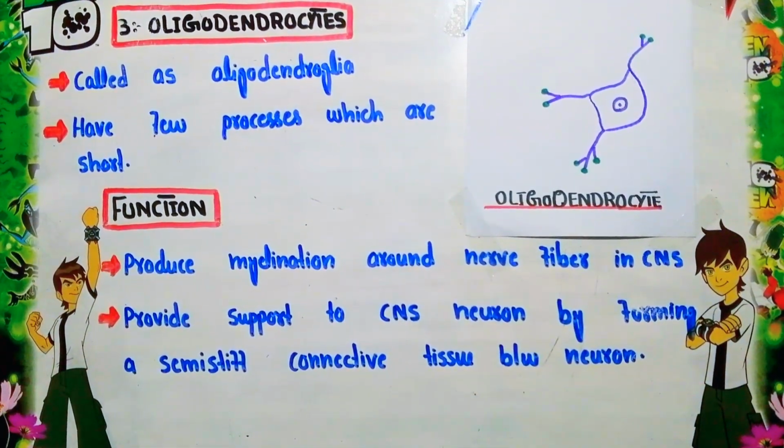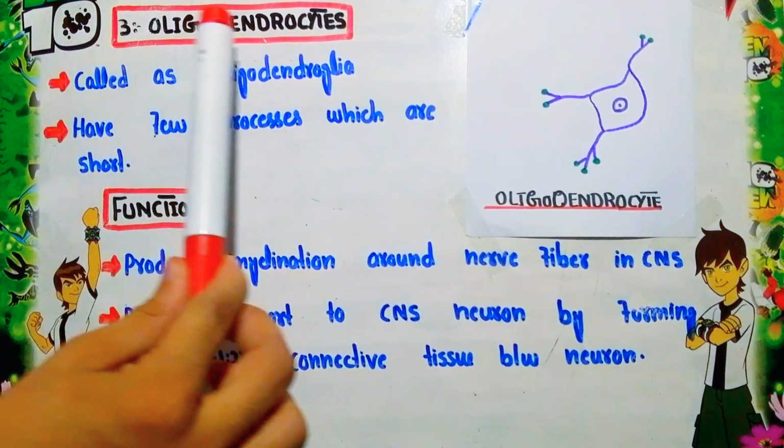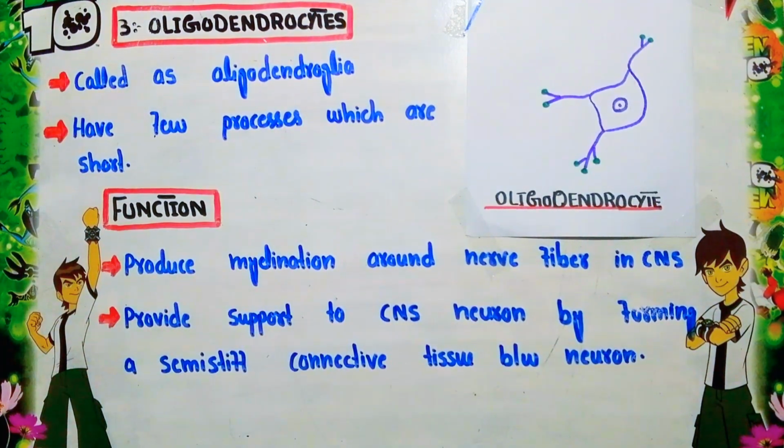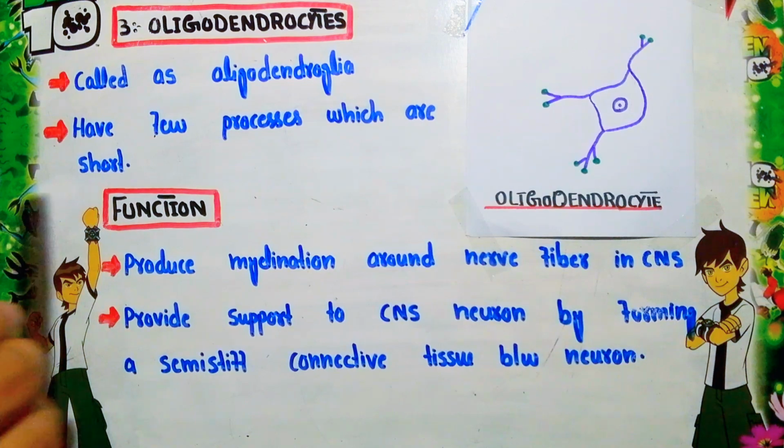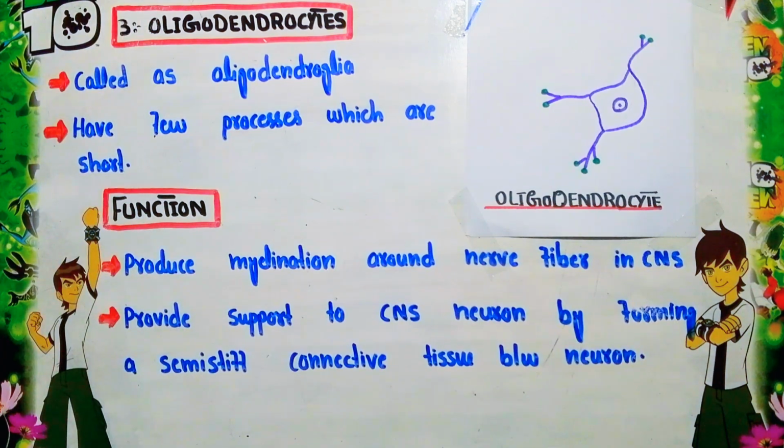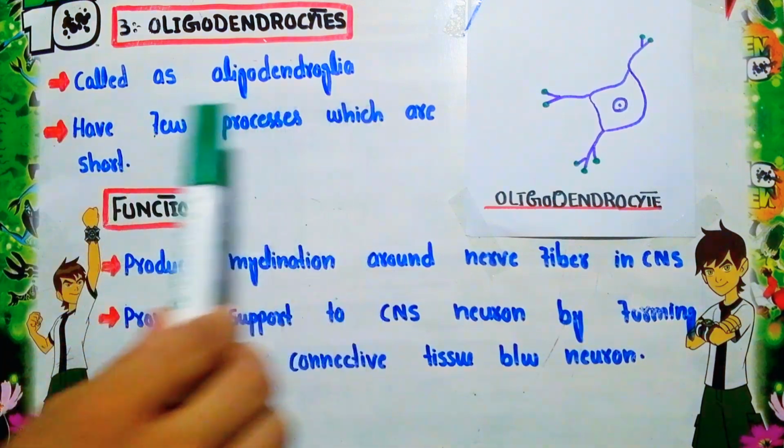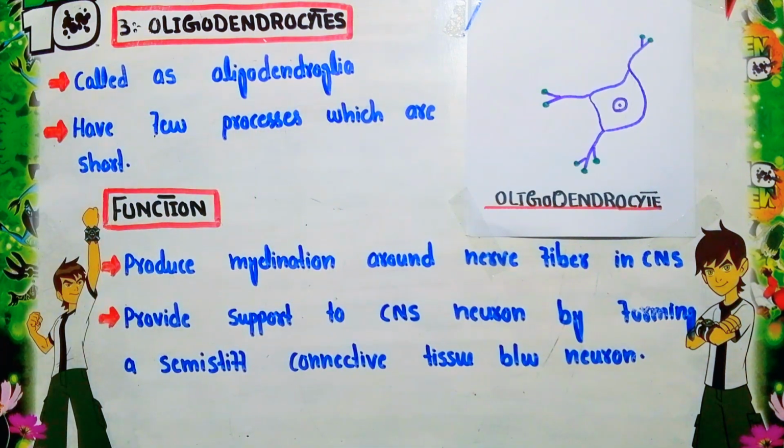Now the third important type of central neuroglial cell is the oligodendrocyte. So what are oligodendrocyte cells? The main diagnostic characteristic of the oligodendrocyte is that it has a few processes. That's why these cells are called oligodendrocytes. But these few processes are short in length. So this is the main feature of oligodendrocyte cells.